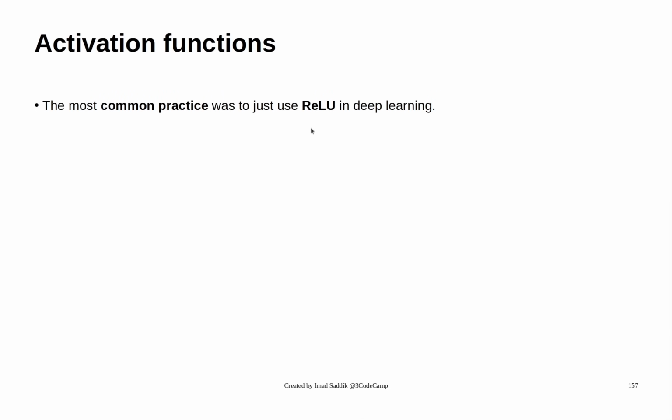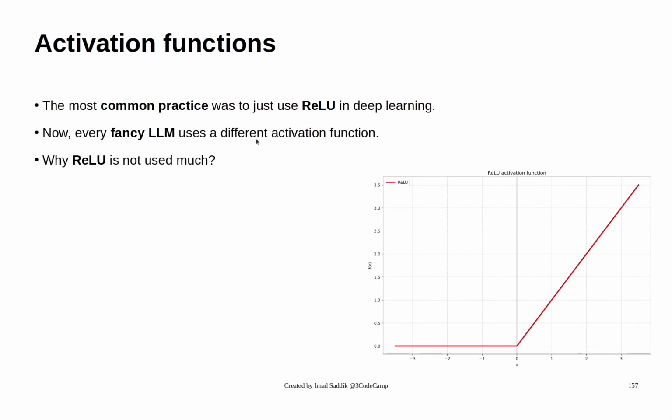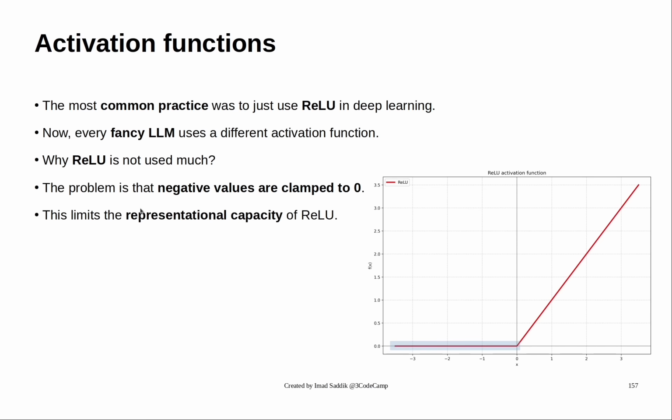In the previous years, the most common practice was to use ReLU in deep learning for every problem. This is how ReLU looks like if you are wondering. But now, every LLM uses a different activation function. Why is ReLU not much used anymore? The problem is that negative values are clamped to 0. This limits the representational capacity of this activation function.